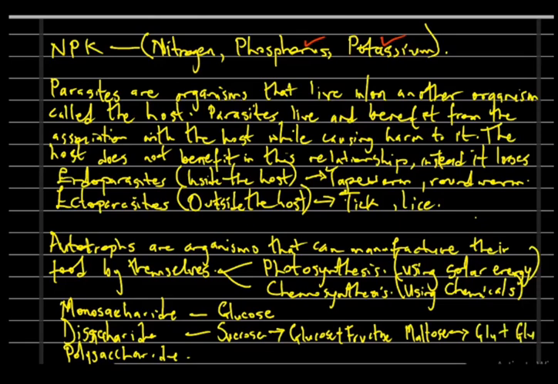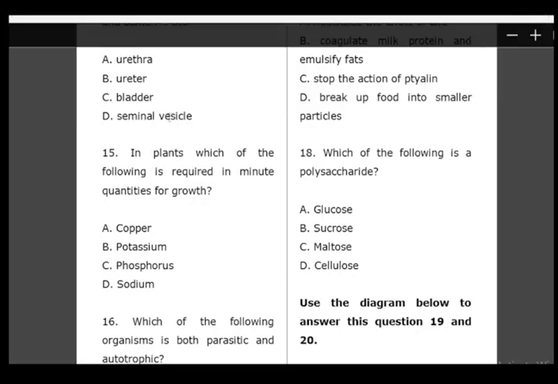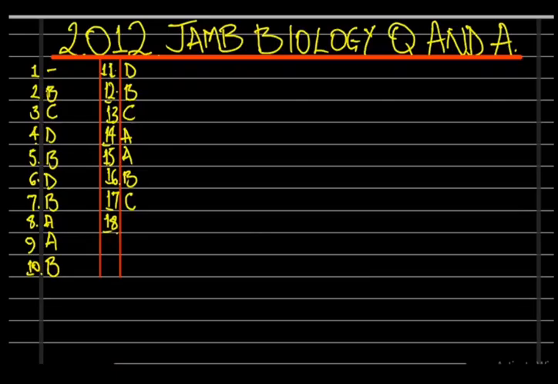Let me underline them so we understand. Sucrose is a disaccharide. We also have maltose as another example of a disaccharide. So those are the examples that we have for disaccharides, particularly from our question. Now for the polysaccharide from our question, there's only one example there, and that is the cellulose. So it is only cellulose that is the polysaccharide in this question, and that is option D.